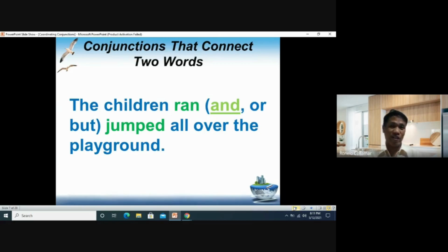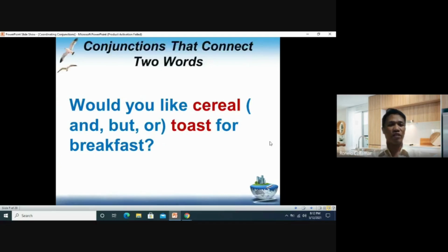And what are these words? Of course, we have the highlighted words. We have the word ran and we have the word jumped. All are in the past tense. So we cannot use the word or here, and we cannot use the word but. Later on you will know why. So the right answer here is and. If you're going to read the complete sentence, it would say: The children ran and jumped all over the playground.